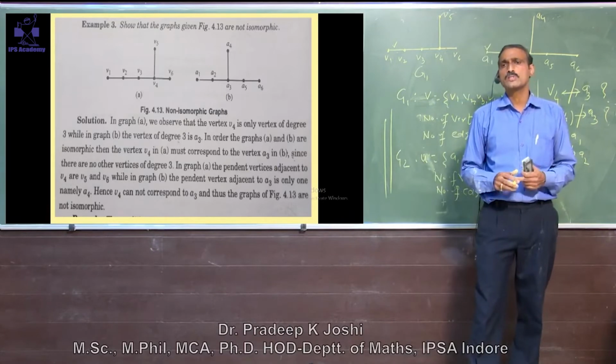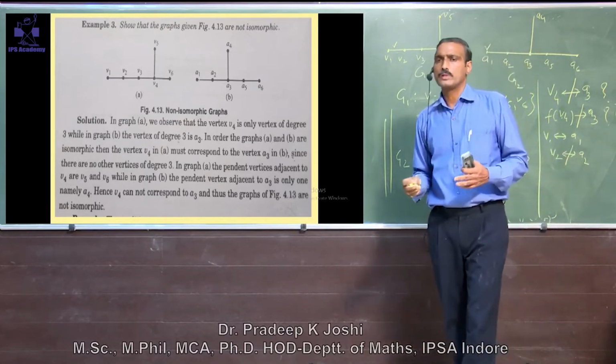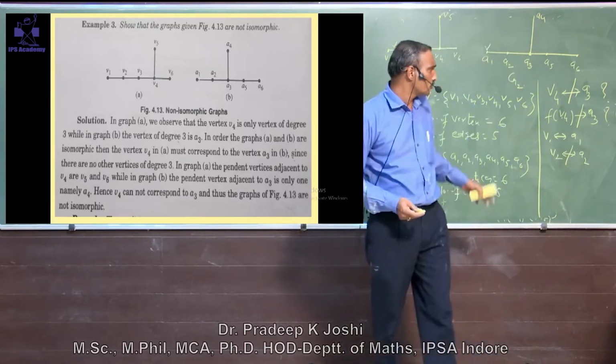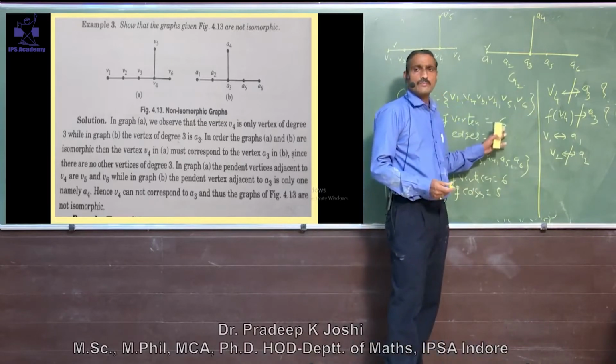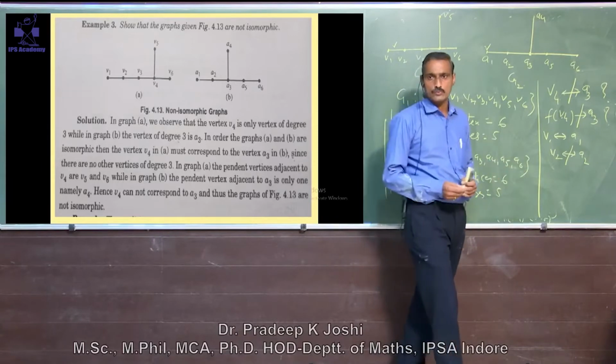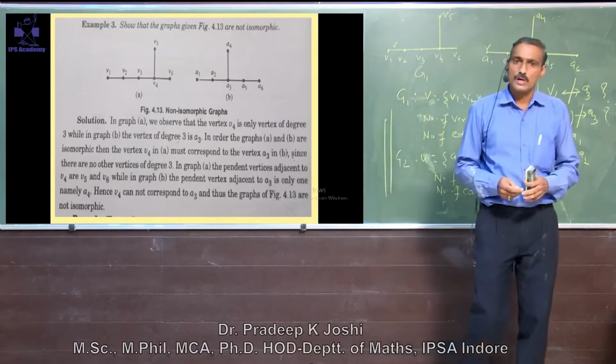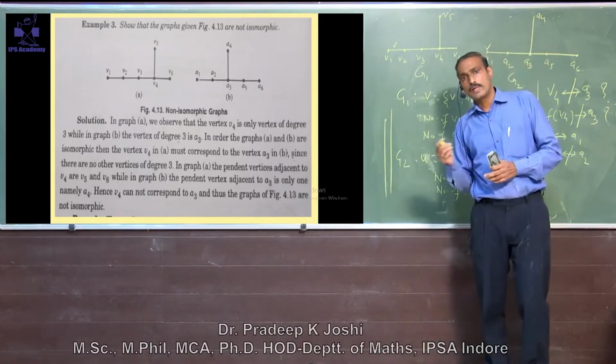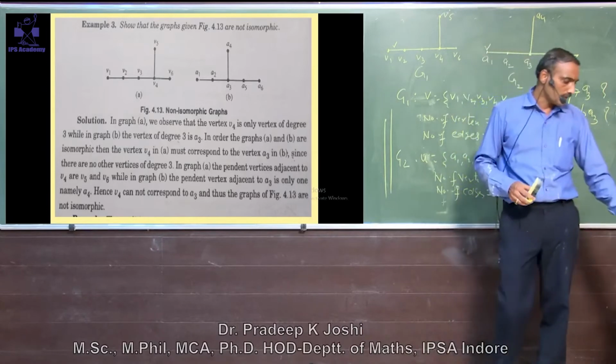non-isomorphic. So there is a simple approach to find out the isomorphism of graphs: just find the corresponding vertices and check the incidence relationship. If they are not satisfied, then we say the graph is non-isomorphic. This is the example of isomorphic and non-isomorphic graphs, and the definition of isomorphism.